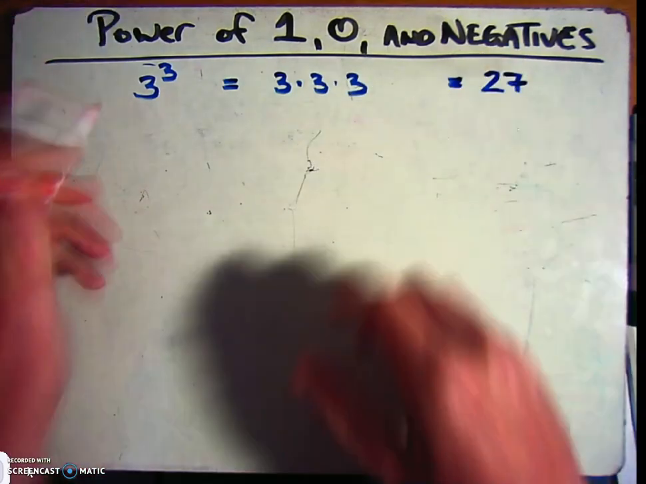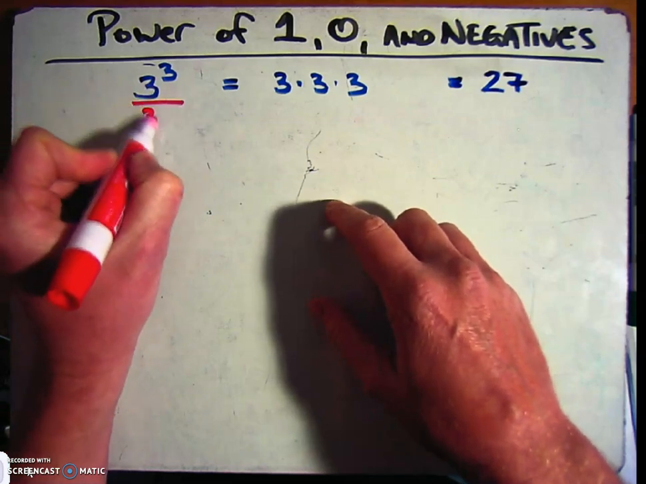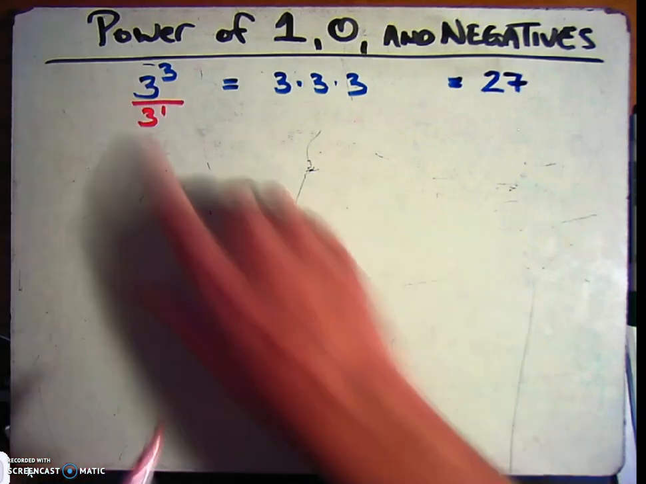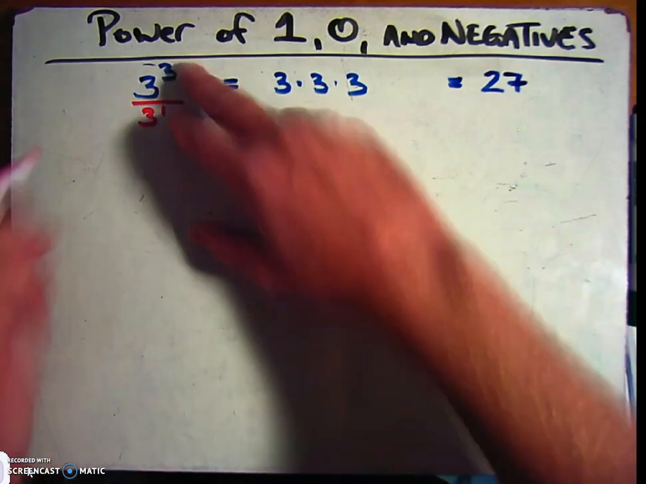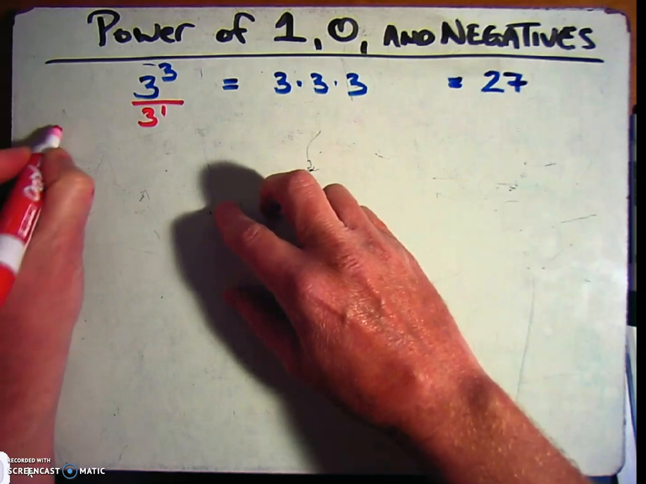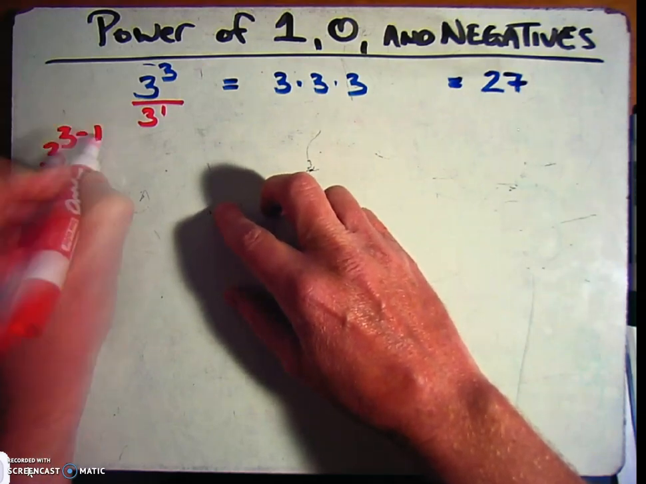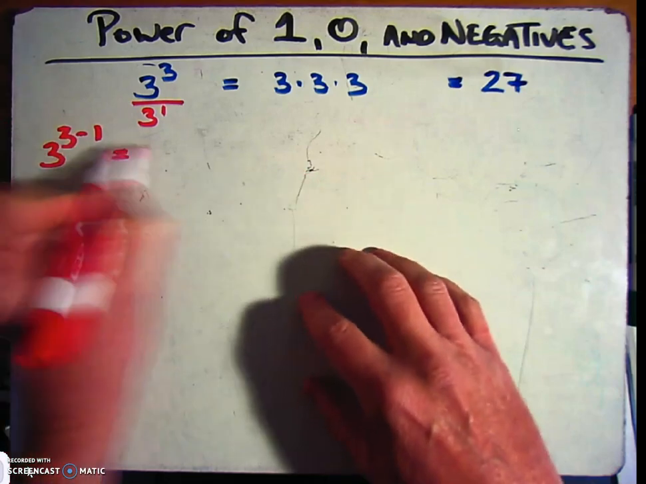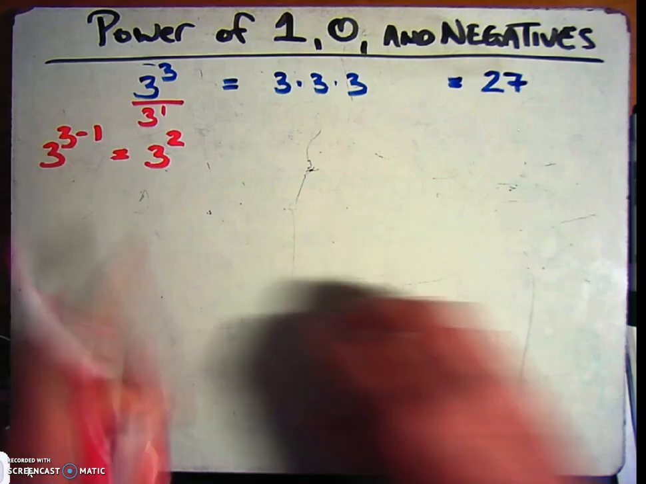Now I'm going to use my laws of exponents. I'm going to take 3 to the third power and divide it by 3 to the first power, which is just 3. We know that we can take the exponents and subtract them. So this would be 3 to the third minus 1, which would end up as 3 to the second power. 3 minus 1 is 2.